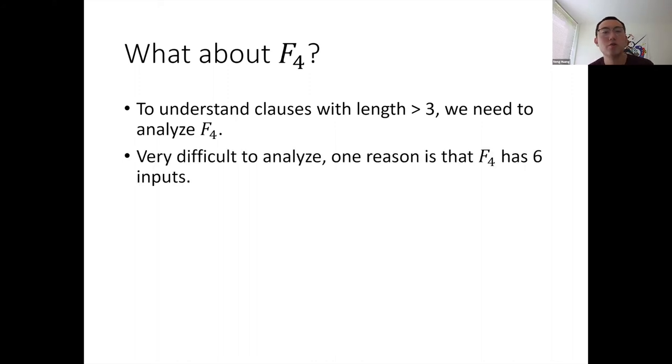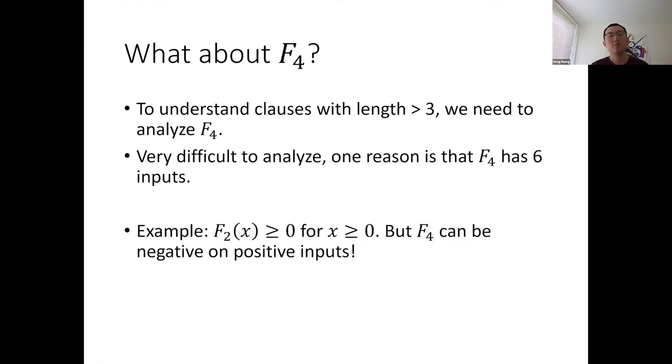As it turns out, F4 is actually very difficult to analyze. One reason is that F4 has six inputs, because F4 is the moment of four variables, and we have 4 choose 2 equals 6 different pairwise biases. And it behaves very strangely. For example, we know F2 of x is non-negative on non-negative inputs, but for some rounding schemes, F4 can be negative on positive inputs. So it's a weirdly behaving function.